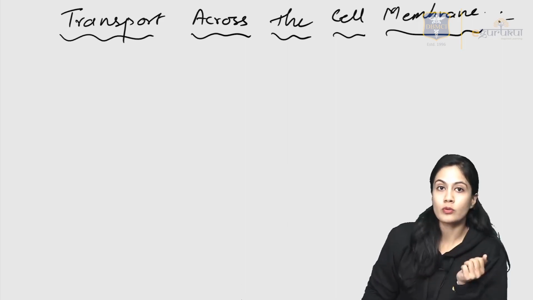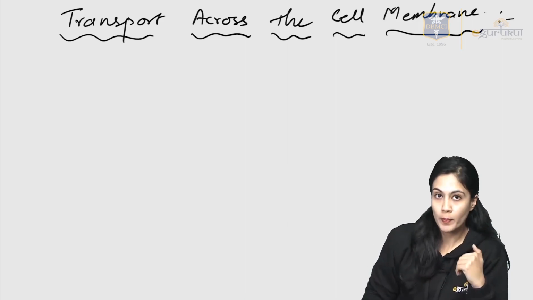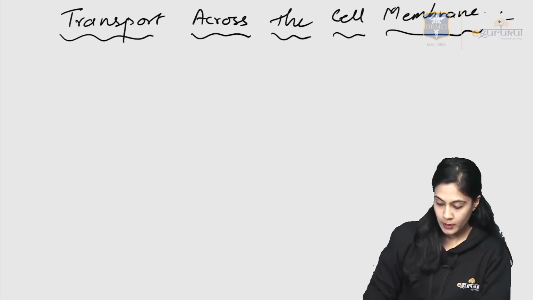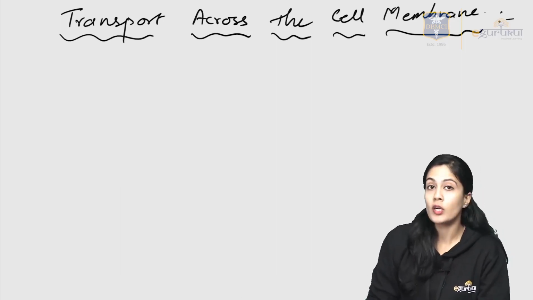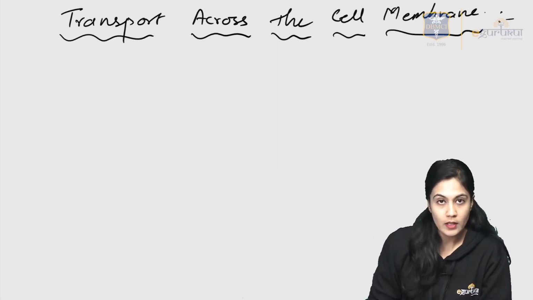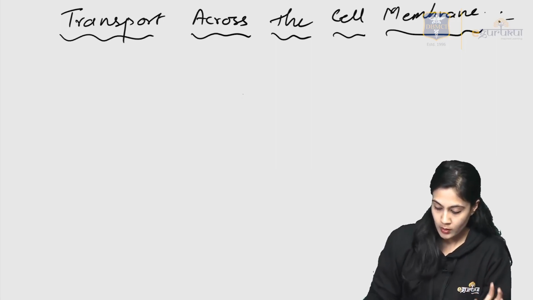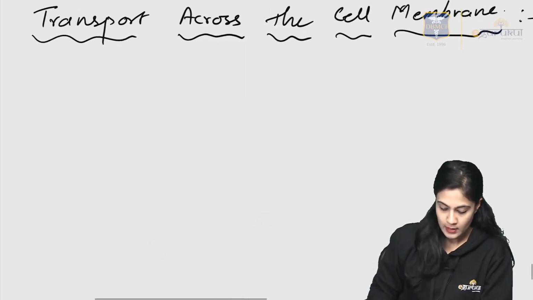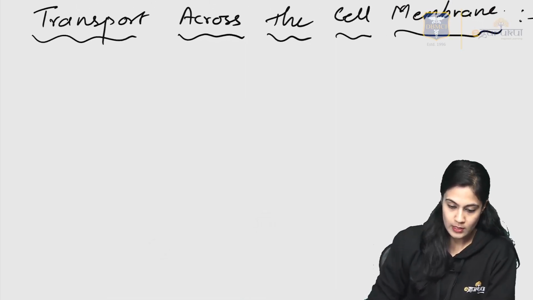As we go through this topic, I'll let you know what can be the short notes in this, or the viva exams. In the vivas, you'll be asked for examples of a particular transport system or type, right? So let's start with the transport across the cell membrane.